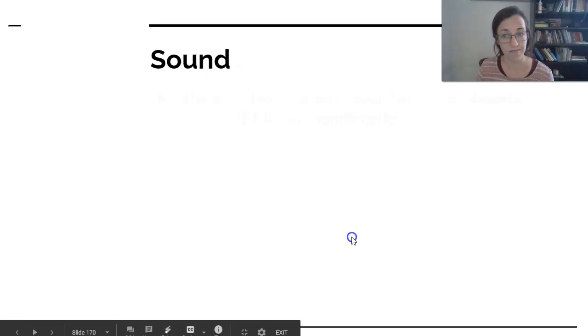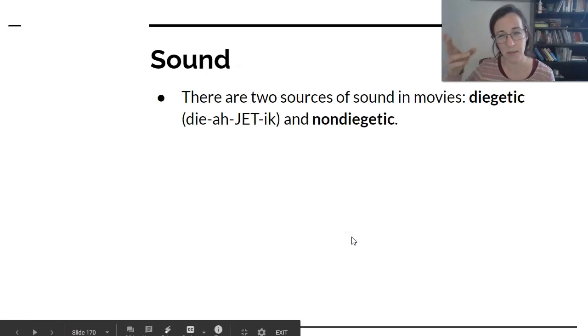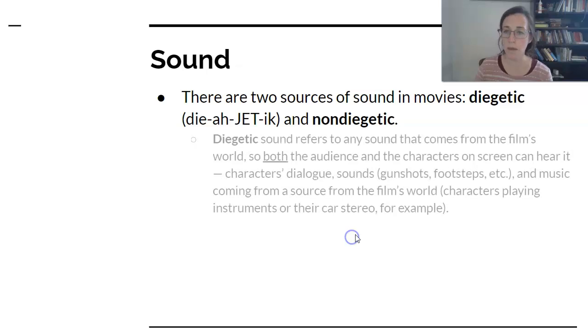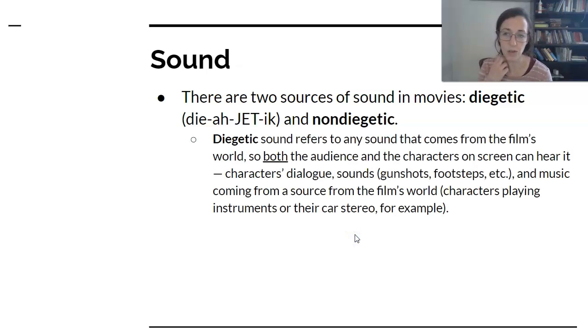The sound. So I'm going to try to explain it to you. I'm going to move past this pretty quickly. There are two kinds of sound in film: diegetic and non-diegetic sound. Diegetic sound is what you can actually interpret as part of the story.